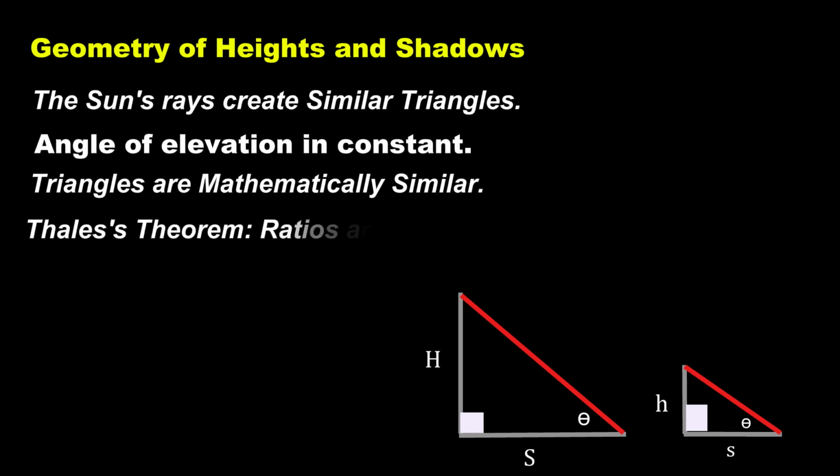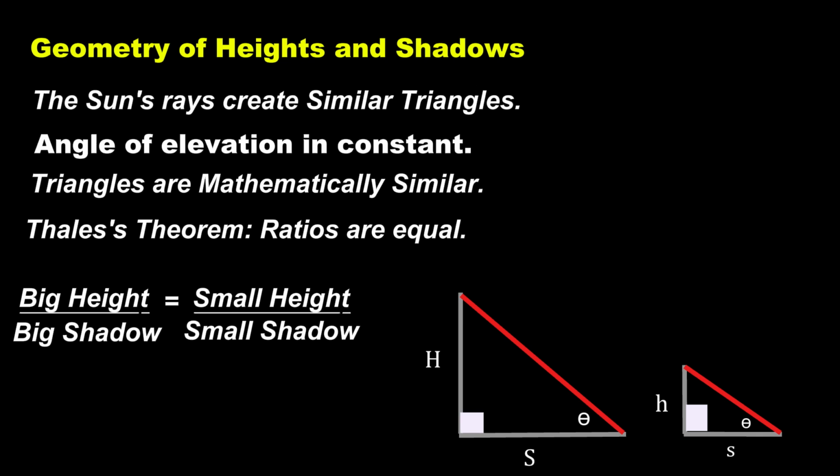When triangles are similar, the ratios of their corresponding sides are equal. This is the heart of Thales' theorem. Big height over big shadow equals small height over small shadow. In other words, the ratio of the flagpole's height to its shadow length is exactly the same as the ratio of the stick's height to its shadow length.